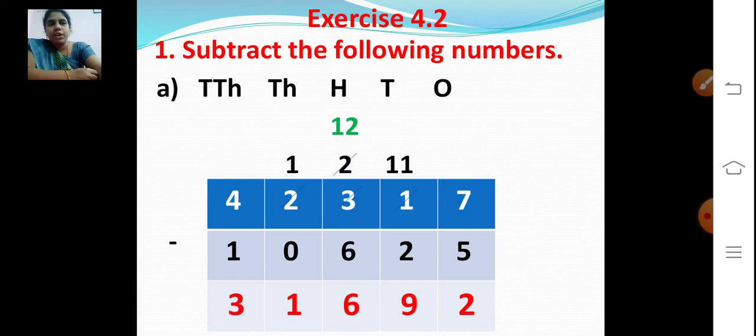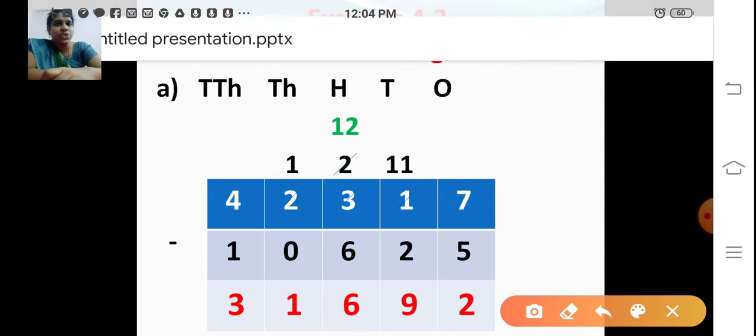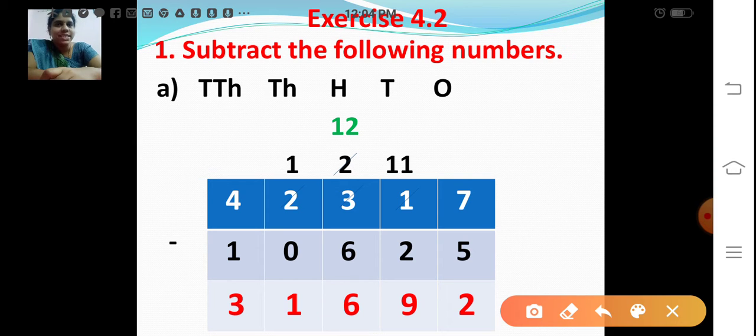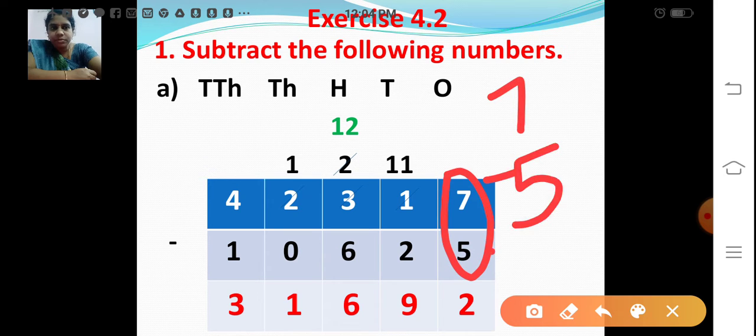What is the sum? We're going to subtract 42,317 minus 10,625. Shall we start to subtract this? Yes. Now let's start with where we have to start. We have to start from the ones place, right? Now 7 minus 5. So start from number 5. Count forward till you reach 7. After 5, 6, 7. 7 minus 5 is 2. So 7 ones minus 5 ones is 2 ones.